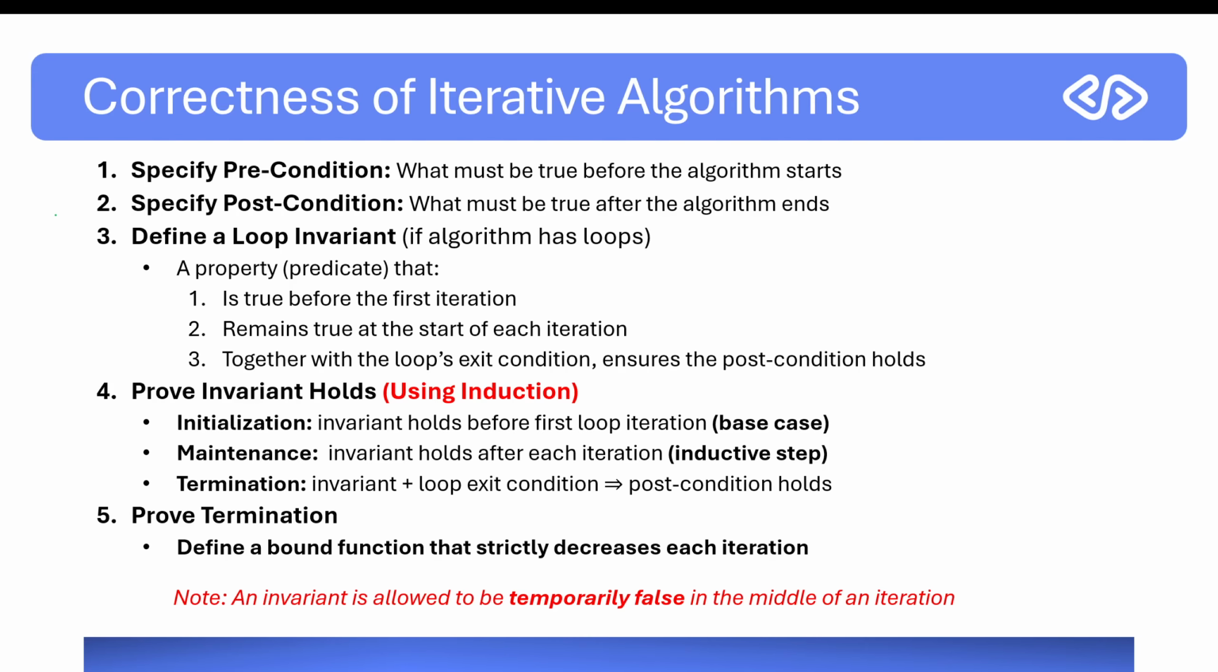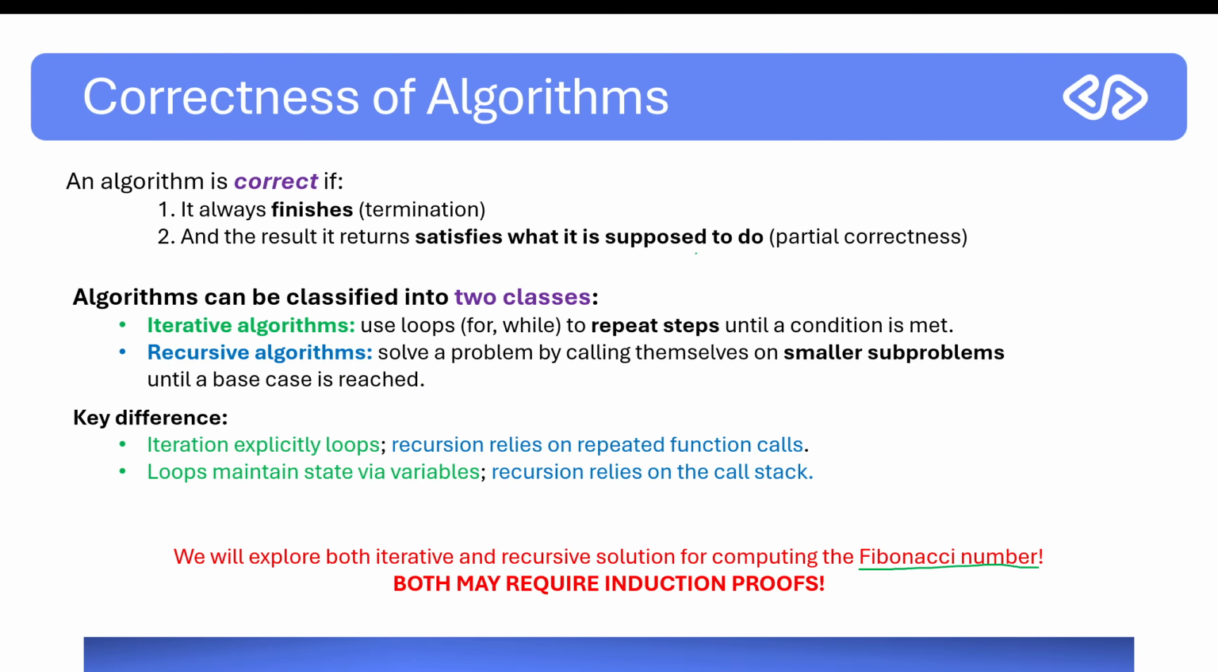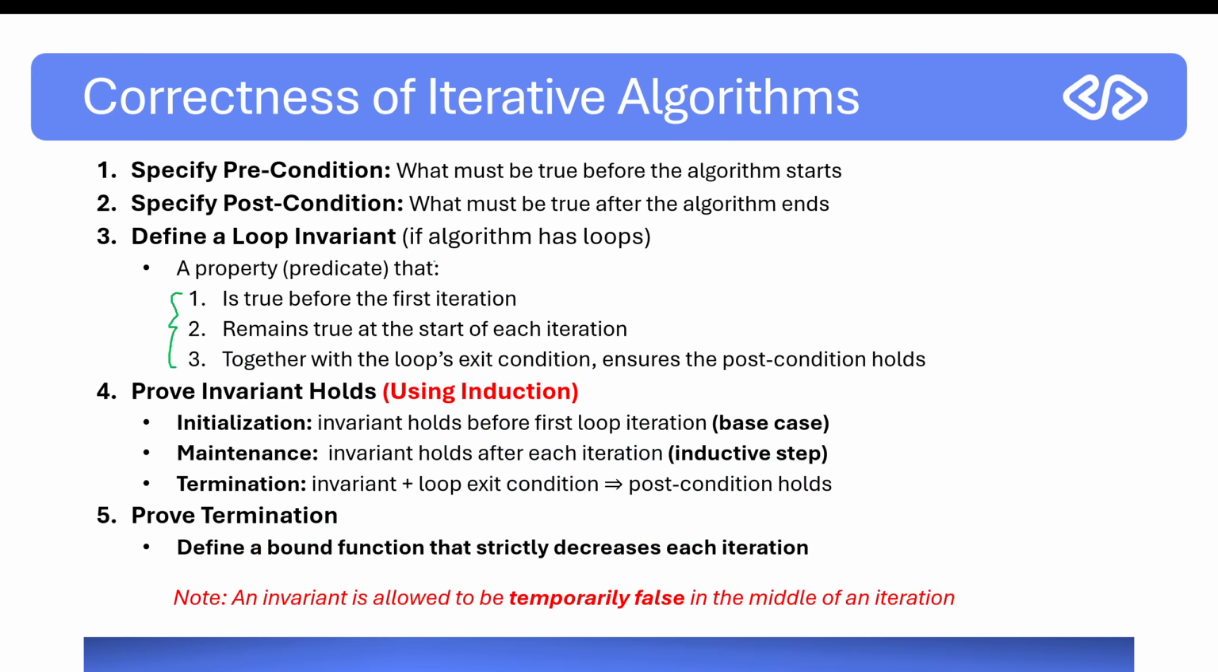A note about the invariant is, since a lot of things are changing in the middle of the loop, it might become temporarily false, but as long as it satisfies these, it's a valid invariant. So this helps ensure the postcondition holds, that is, we're going to get what it's supposed to do. That's the whole point of the invariant, to help push it towards the correctness of the postcondition. So you can use induction for an iterative algorithm to prove it holds.